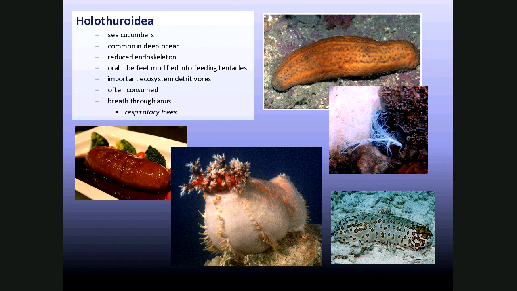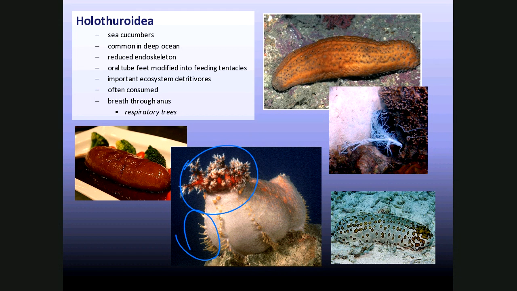Common in the deep ocean, their endoskeleton is greatly reduced. They're very soft and pliable. And the tube feet have actually been modified into feeding tentacles, like you see here. This is a sea cucumber. And they also have some tube feet on the side as well.